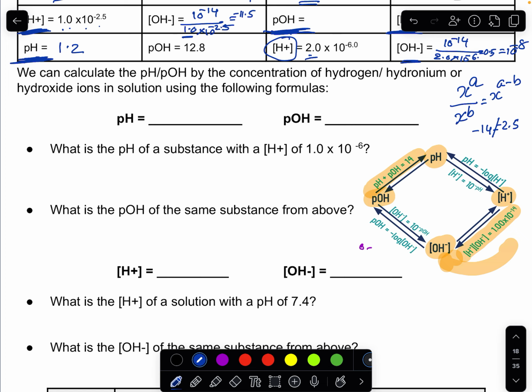If you have the H plus concentration, that means we are here, right? You can find pH using this equation. pH is equal to negative logarithm of the concentration of H plus ion, and pOH is equal to negative logarithm of the concentration of OH minus ion. So those are the next two equations we are going to use. Go ahead and write that equation first before we start.